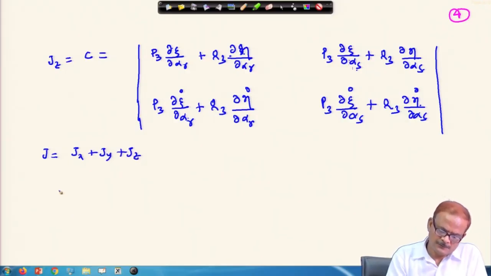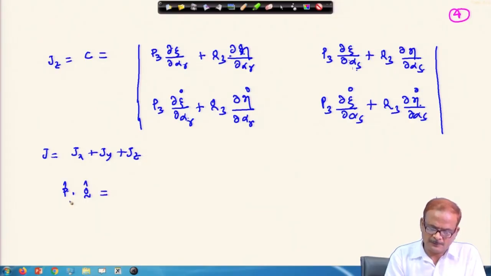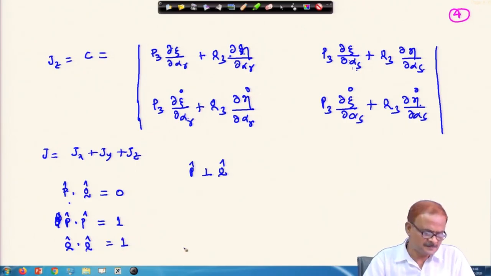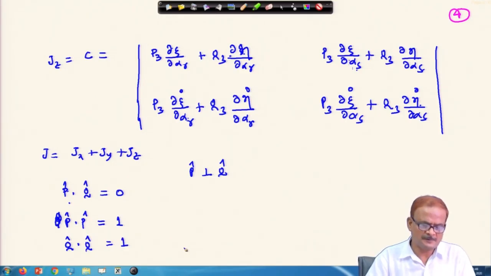In addition, we are going to use the properties that p̂ dot q̂ is zero, because both are perpendicular to each other. p̂ is perpendicular to q̂. Therefore, this quantity is bound to be 0, and moreover p̂ dot p̂, because it is a unit vector, the product will be 1. Similarly, q̂ dot q̂ will also be 1. So, this information we can utilize to solve this particular problem.